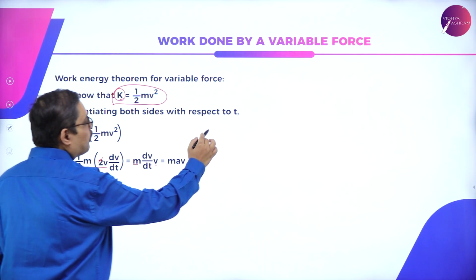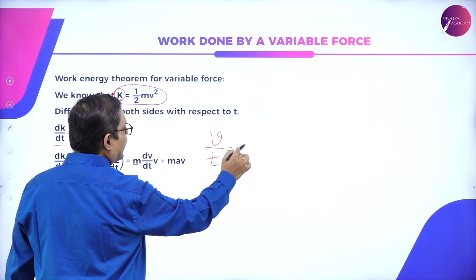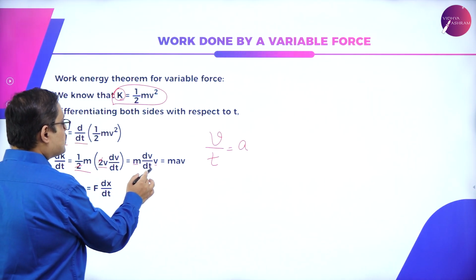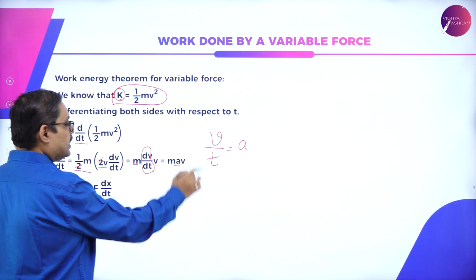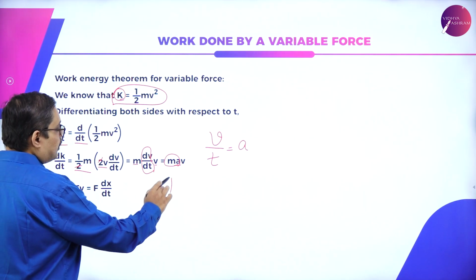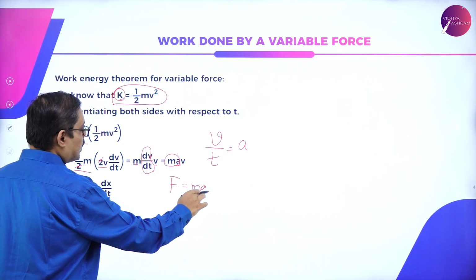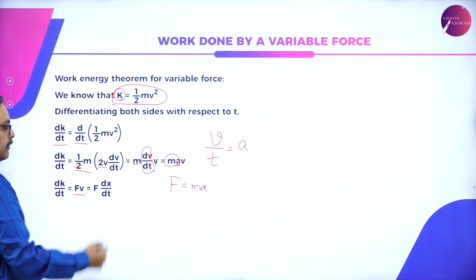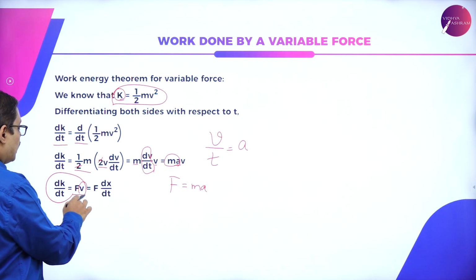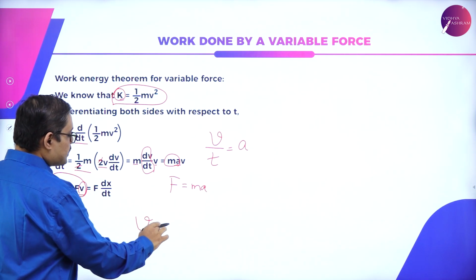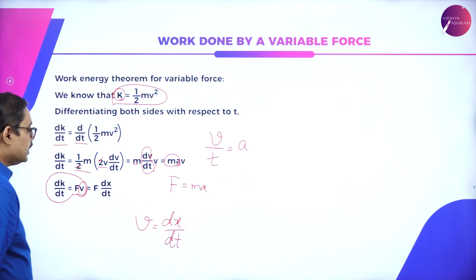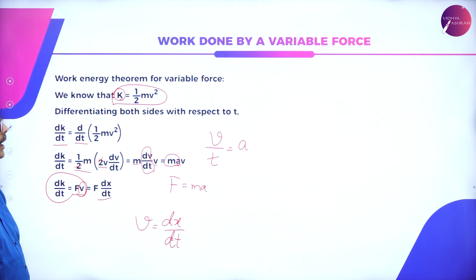What is the variation of velocity with respect to time? It is acceleration. Acceleration is the rate of change of velocity with time. So instead of dv by dt, I'll write m into a into v. So dK by dt, ma is nothing but force. Force is equal to mass into acceleration. So instead of ma, I will write F v. dK by dt is F into v, but I can also write this velocity v as the rate of change of position with time, dx by dt. So this is F into dx by dt.